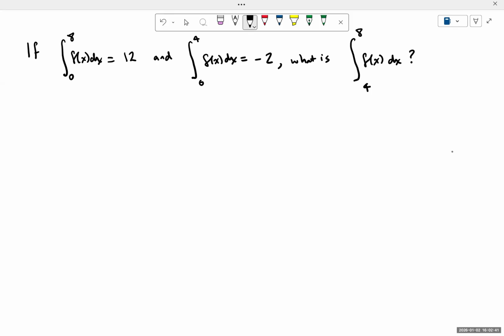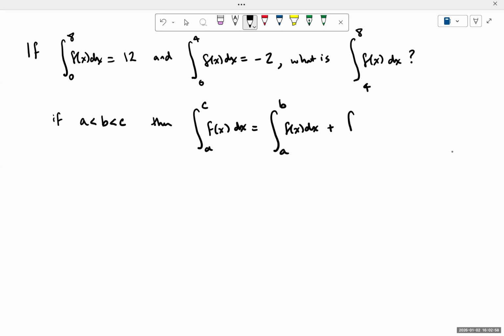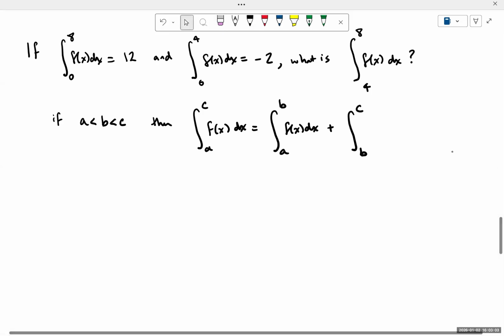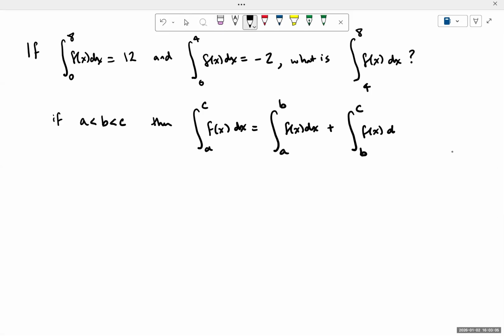We know that if B is between A and C, then the integral from A to C, you can break it up at B. This is very useful in a lot of ways. So this is how we can get these three things into play because we have the integral from 0 to 8, the integral from 0 to 4, and the integral from 4 to 8. So we can write this down.